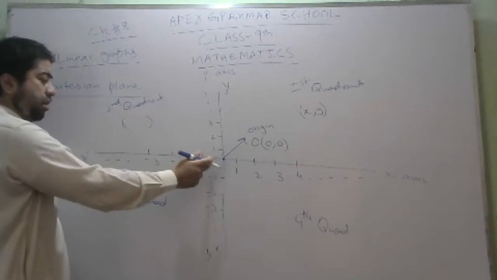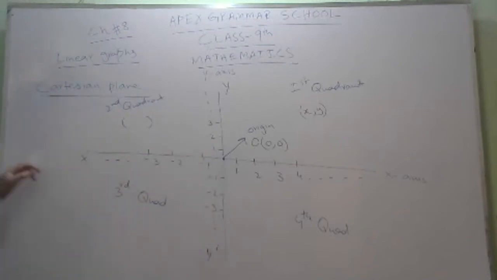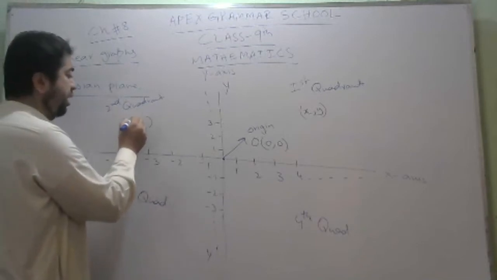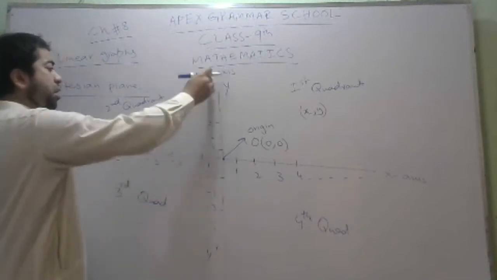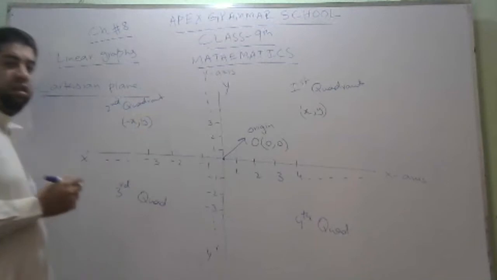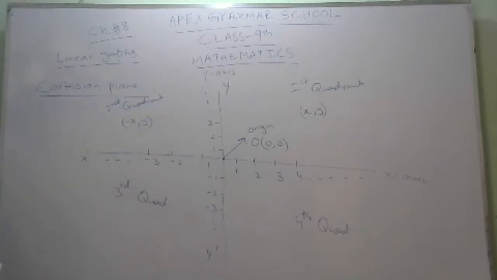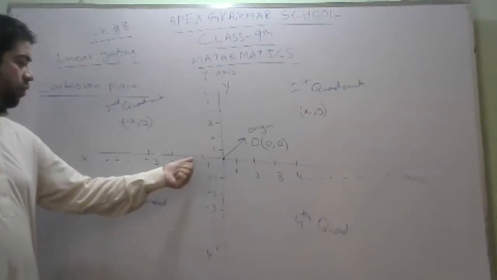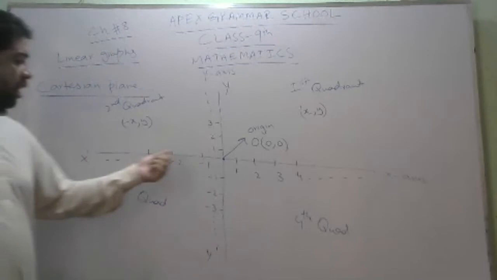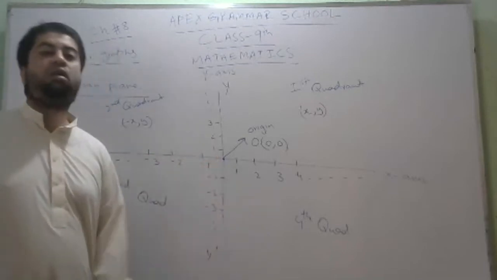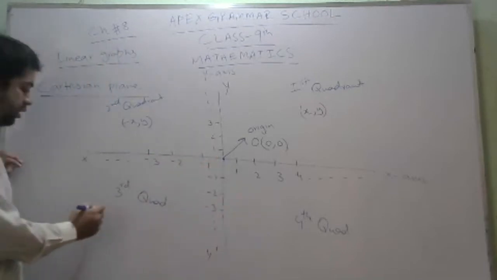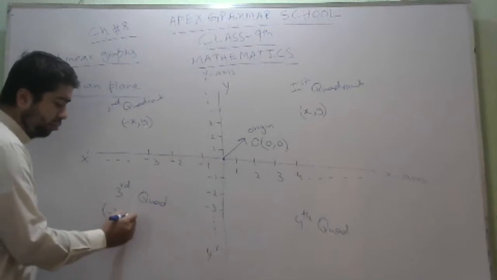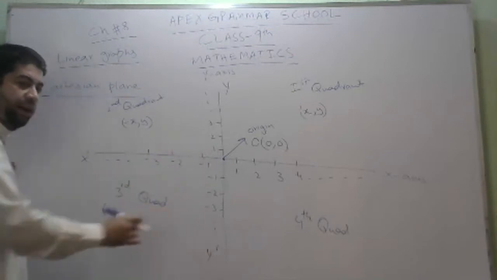You can see that the values of x are negative, so its significance is -x comma y, and y values are positive. So this is -x comma 1. For the third quadrant, the boundary of the third quadrant is this. You can see that the values of x are negative, and for this boundary, the values of y are also negative. So its significance is -x, -y because both are negative.